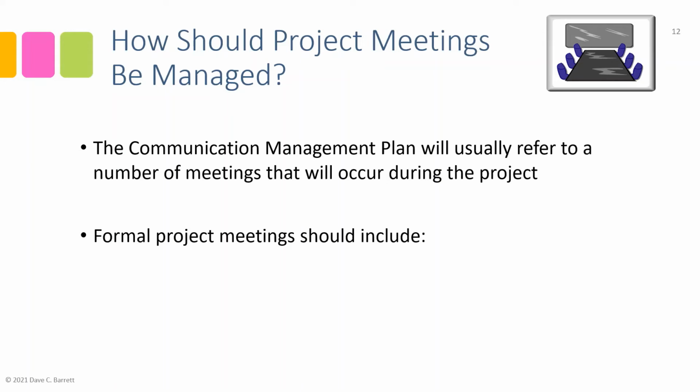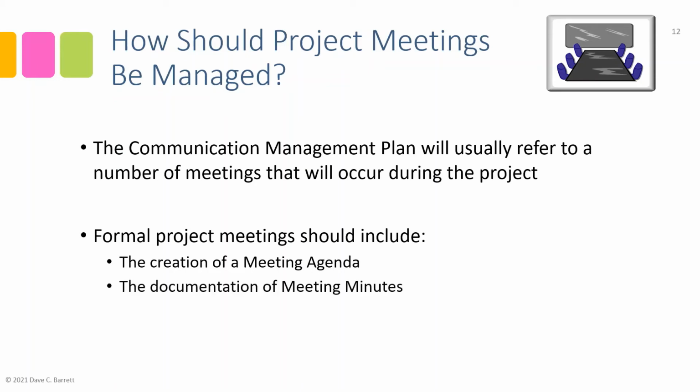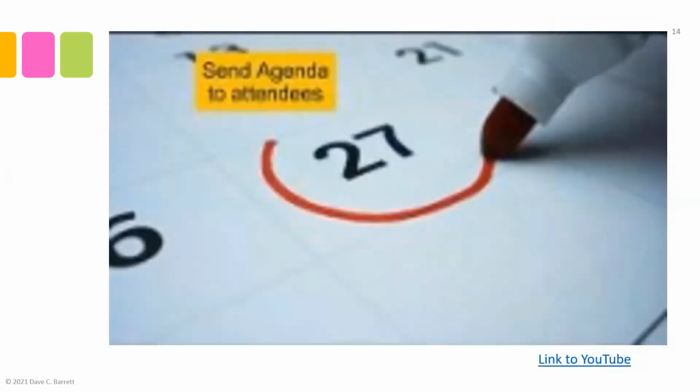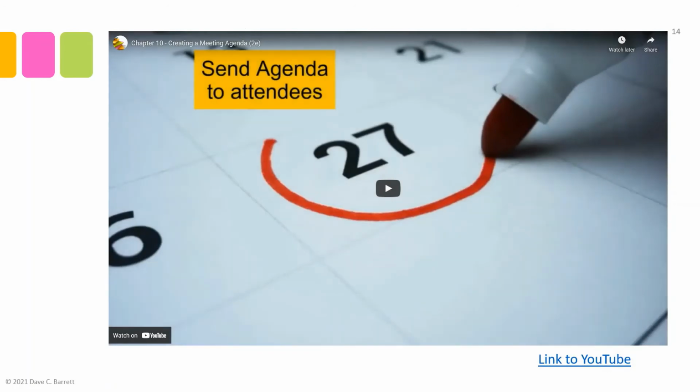So formal project meetings should include the creation of a meeting agenda as to what's going to happen during the meeting, and the documentation of what took place during the meeting, which are called meeting minutes. So what's going to take place during the meeting is a meeting agenda. The documentation of what actually happened in the meeting is called the meeting minutes. And those are two documents that are created. Okay, so let's go to our case study video and see the process of creating a meeting agenda. So we'll watch this video.